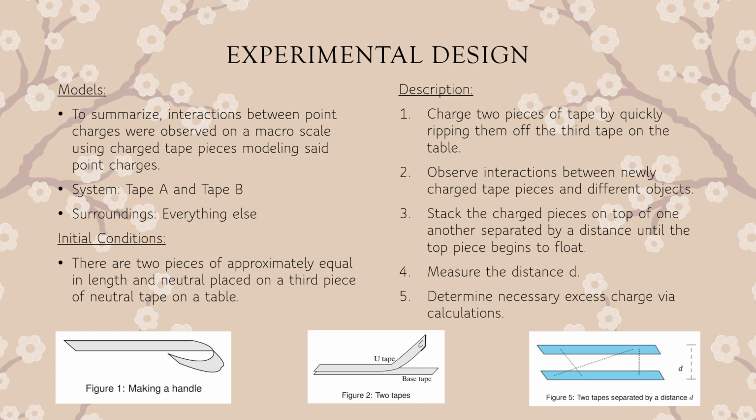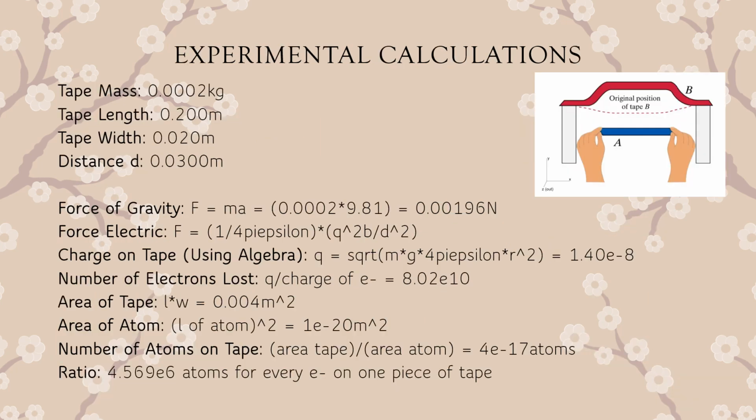We're going to measure that distance d between those 2 pieces of tape and determine the necessary excess charge via these calculations. The tape mass was around 0.002 kilograms. The tape length was 0.2 meters. The tape width is 0.02 meters, and the distance d was 0.03 meters. These are the calculations as follows, as the picture is right there that I was talking about earlier.